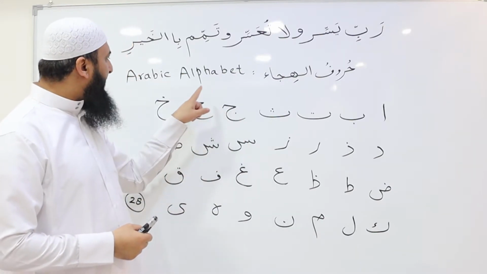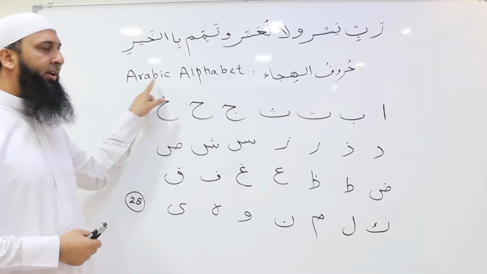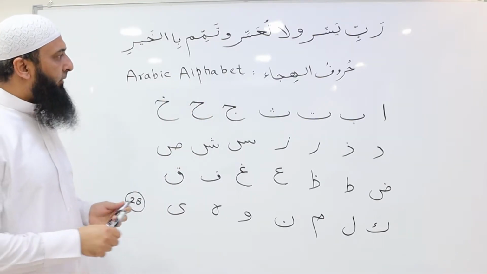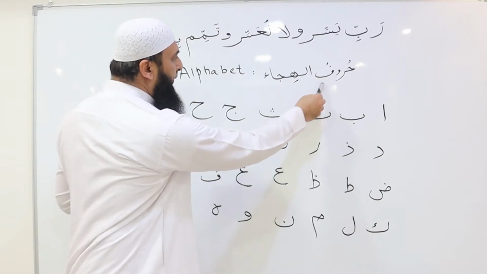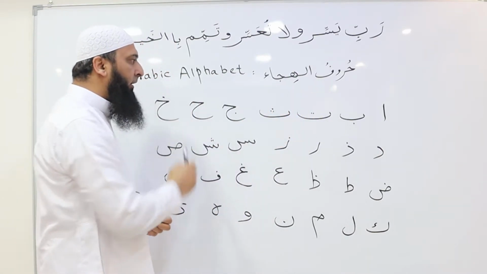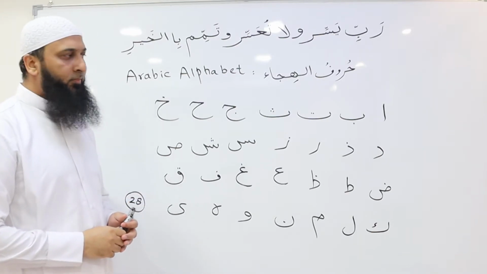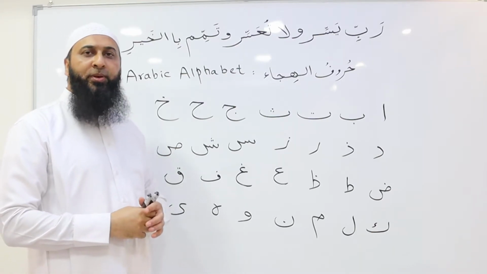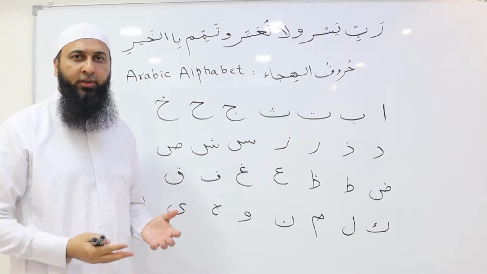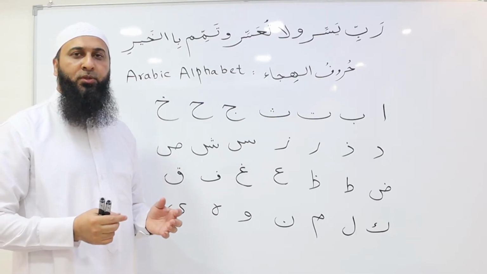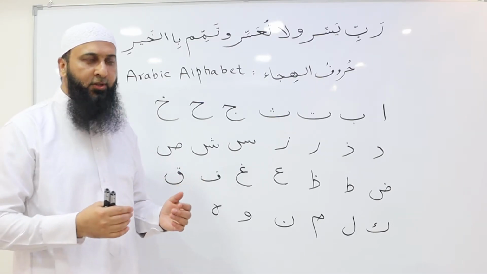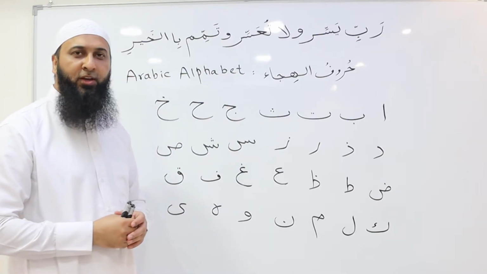So in today's lesson, we will learn about the Arabic alphabet. In Arabic, they are called Huruf al-Hija, the Arabic alphabet. They are 28 in number, and they are basically called the construction letters. They are basically used to construct letters. That's why they are called Huruf al-Hija.